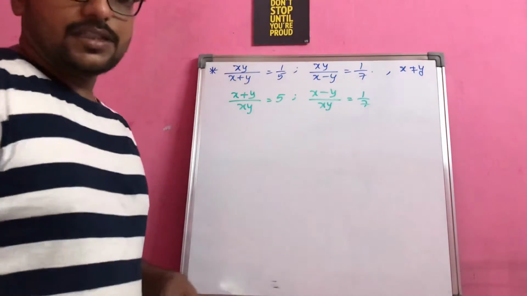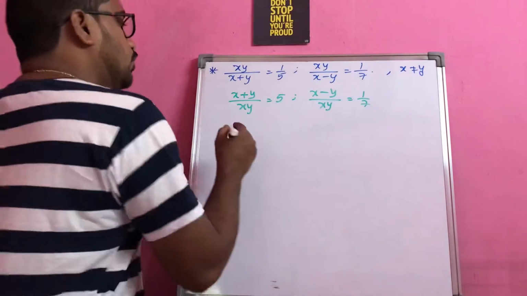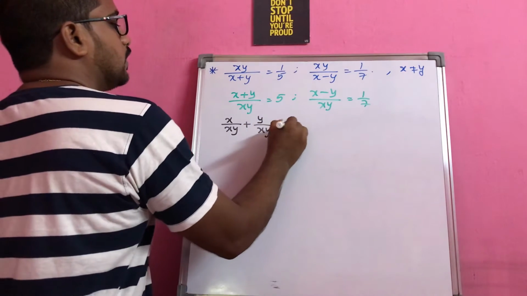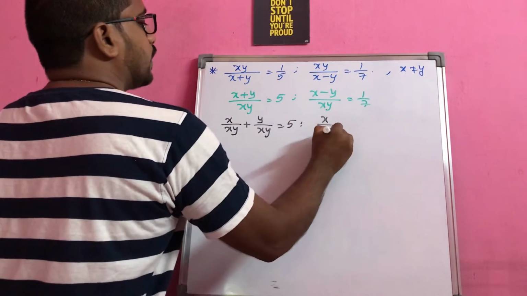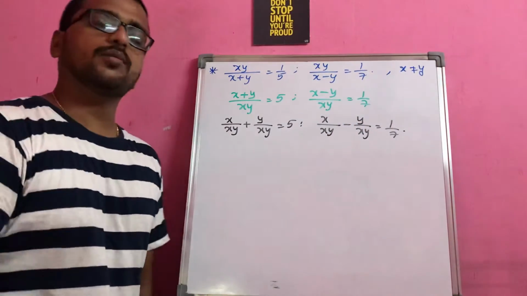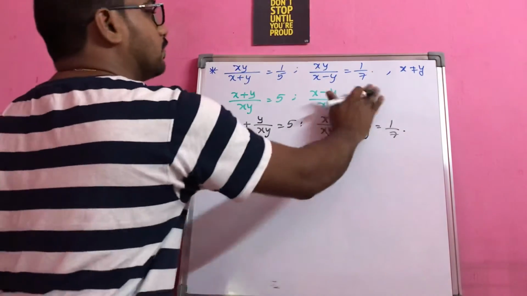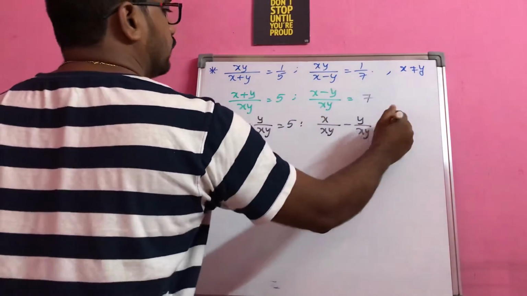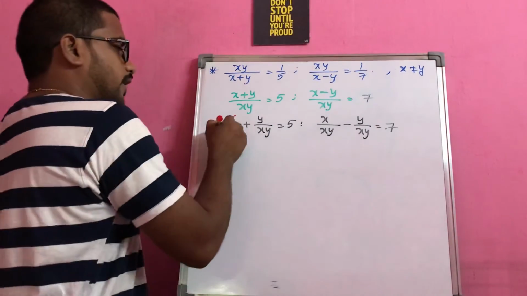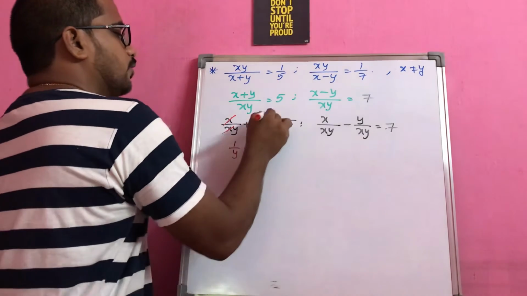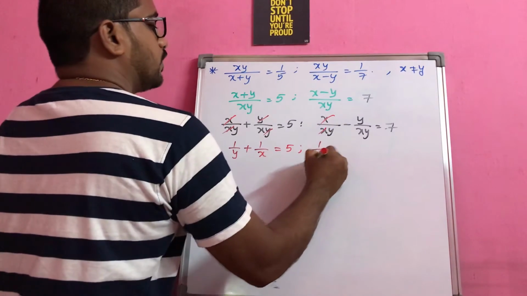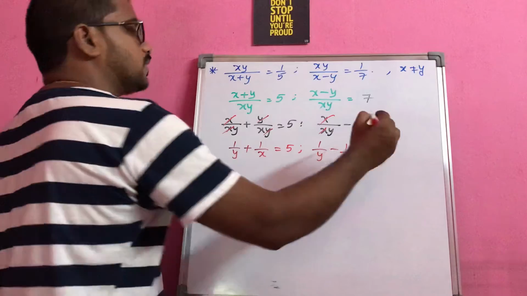When you are able to get this form, you will have a scope of further simplifying like this. This is equal to 5, and this is x by xy minus y by xy. This is the advantage of having more number of terms in the numerator than the denominator. Sorry, this will become 7. This will become 7. Right? So when you have this type of simplification, x and x will get cancelled, 1 by y. y and y will get cancelled, 1 by x is equal to 5. Even here, 1 by y minus 1 by x is equal to 7.